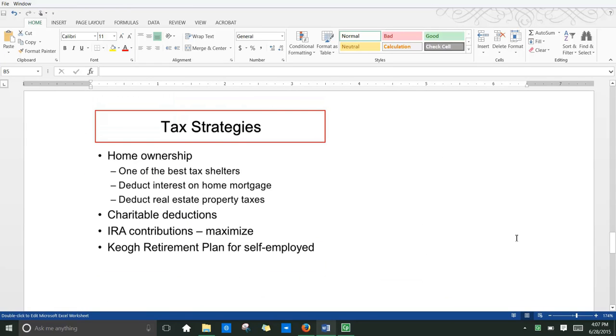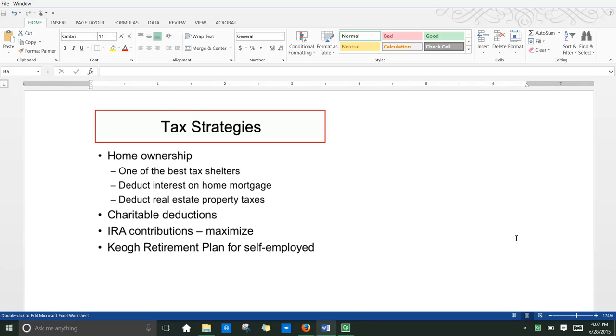One of the things that the textbook will cover in this chapter that we'll cover is some tax strategies to lessen your tax liability. Of course, home ownership is one of the biggest, and that is one of the best tax shelters. Deduct interest on home mortgage and deduct your real estate property taxes. Charitable contributions is another. IRA contributions, maximize using that, and the Keogh retirement plan for self-employed. If you're self-employed, that is another good tax strategy to use.